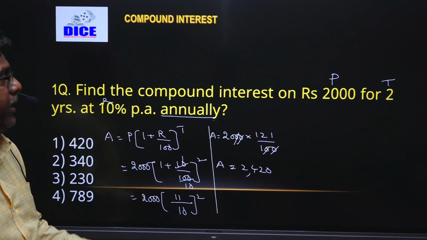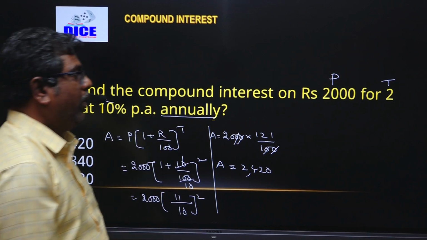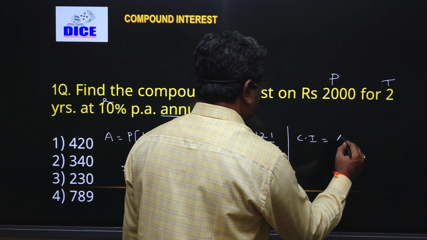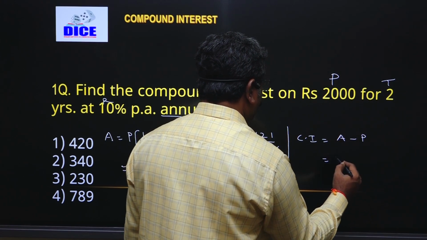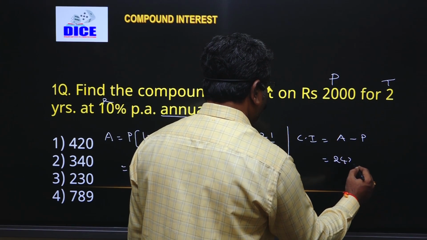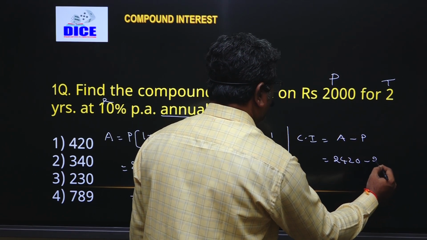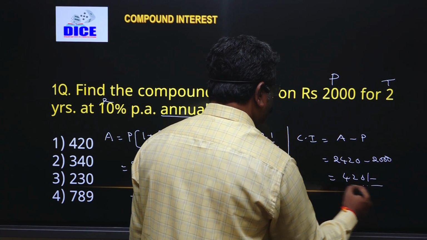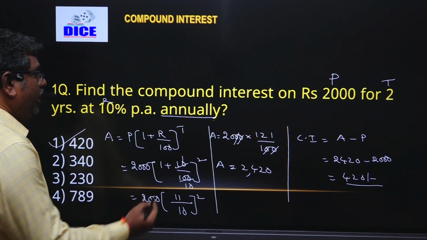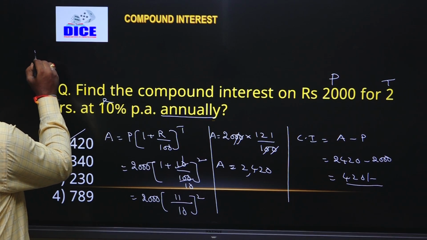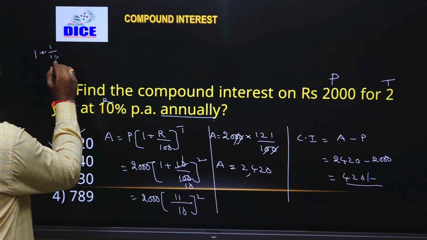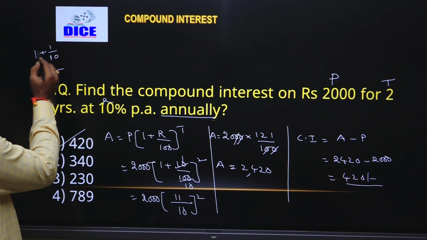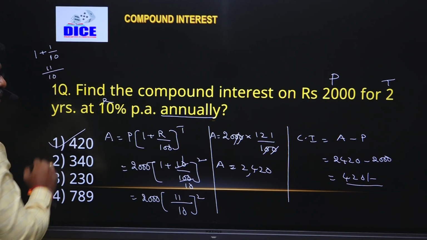సో మనకు వచ్చింది అమౌంట్. మనం అడిగింది ఏంటి? Find the compound interest, సిఐ అడిగాడు. వాట్ ద ఫార్ములా ఫర్ సిఐ? CI is equal to amount minus principal. So this is equal, amount is 2420 minus principal is 2000. So what is the interest? 420 rupees is the interest. This is the answer. ఇక్కడ ఇలా ఉంది, 1 + 1/10 ఇలా ఉంది. LCM ఎంత? 10 అవుతుంది. 10 × 1 = 10, ప్లస్ ఆ 1 ఎంత అవుతుంది? 11/10 అవుతుంది.